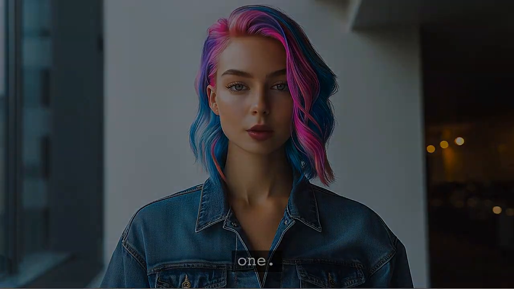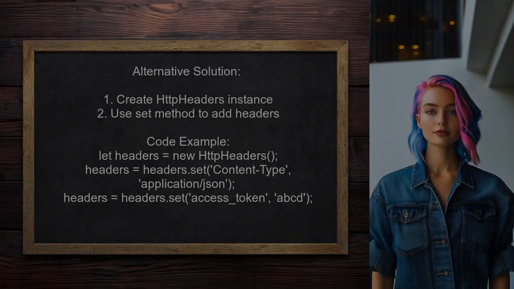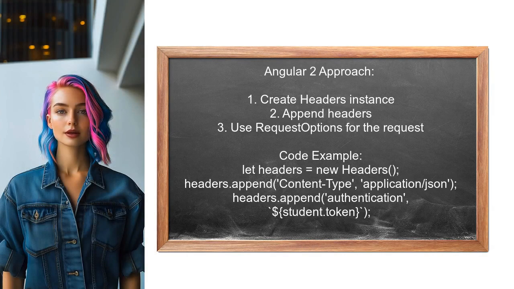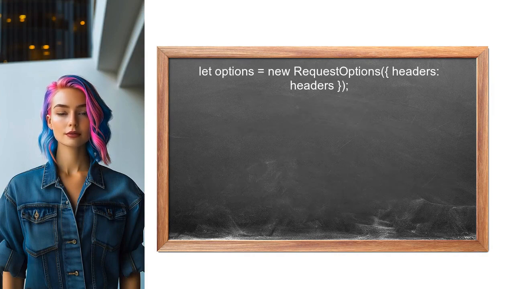Let's take a look at another one. An alternative approach shared by a user involves using the HTTP headers class to set headers for your request. You can create a new instance of HTTP headers and use the set method to add your headers, like content type and access token. If you're working with Angular 2, you can also use the headers class. Create a new instance, append your headers, and then use request options to include them in your HTTP request.